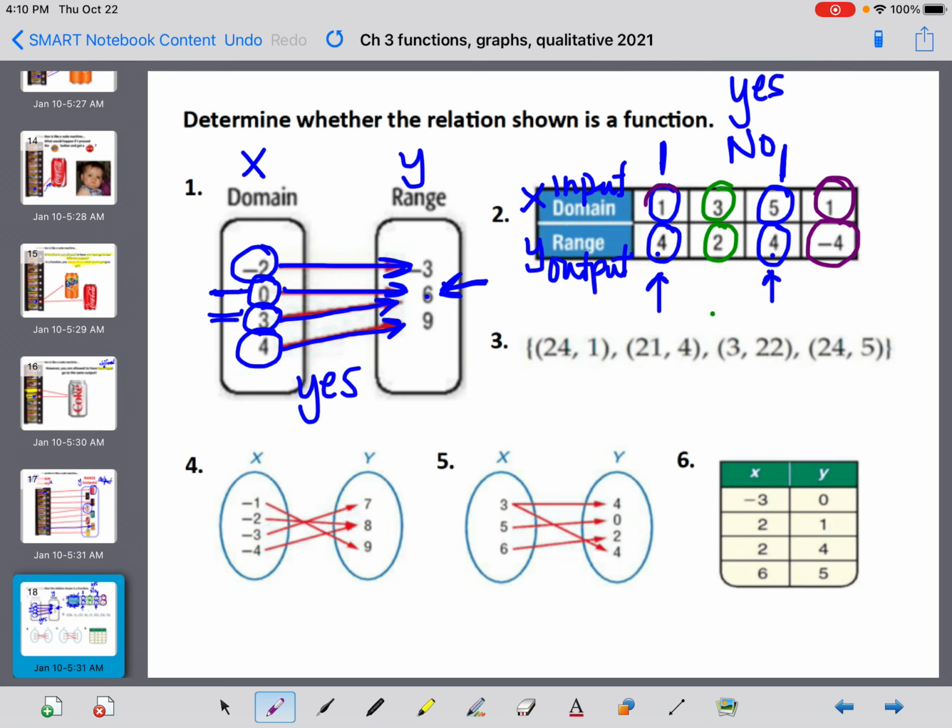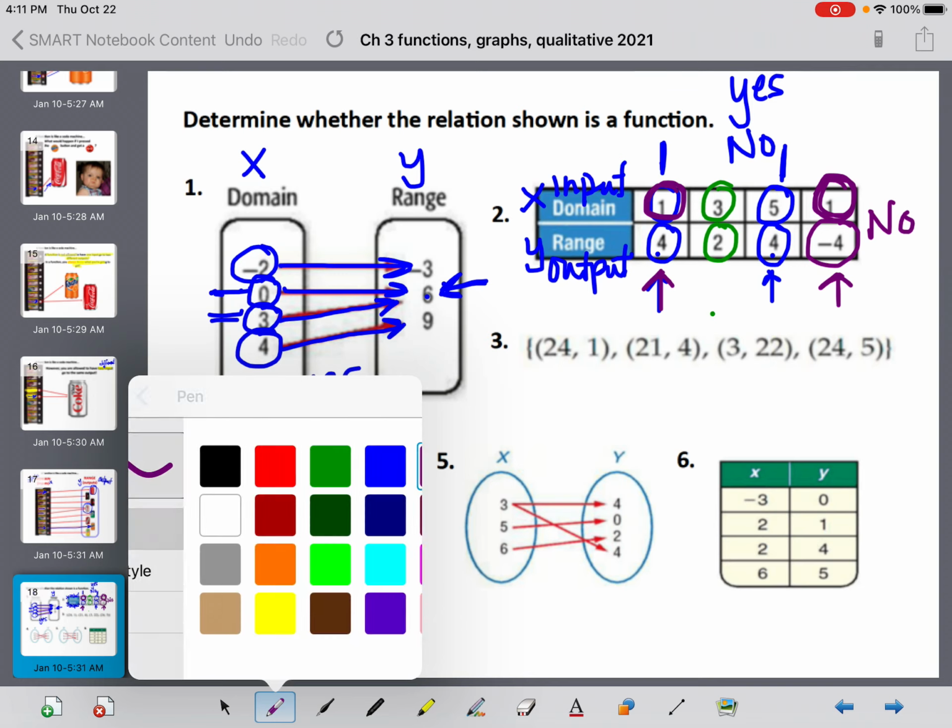it gives me a -4, right? So here's a 1, here's a 1, but this one gave me a 4, this one gave me a -4. So is it okay to have the same input give me two different outputs? No, that is not a function. Okay. So let's just keep going.